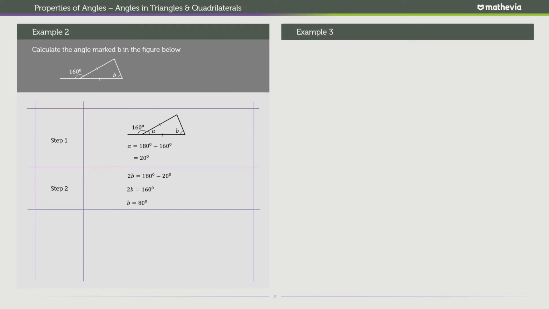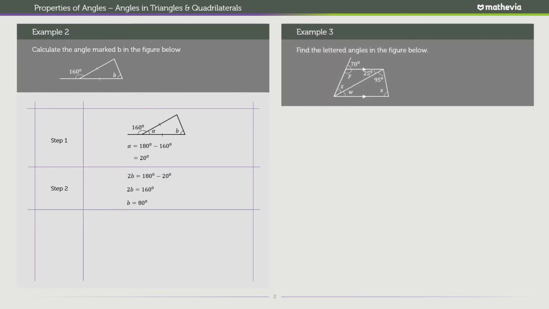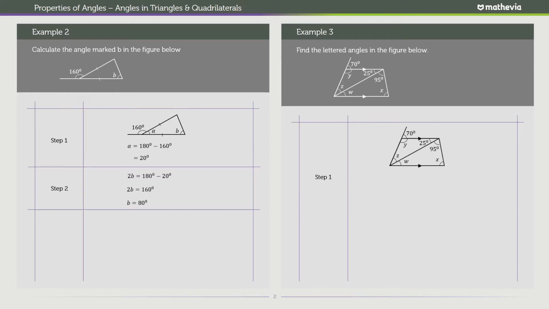Simple. Final example, example 3. Ooh, this one looks very interesting. Actually really easy. Okay, let's get right into it. We have this shape, and we're just going to draw it out there, and we've been asked to solve for the angles x, y, z, and w. We have 70 degrees, 25 degrees, 95 degrees, and those two arrows tell us that those two lines are pointing in the same direction, i.e. they are parallel lines.